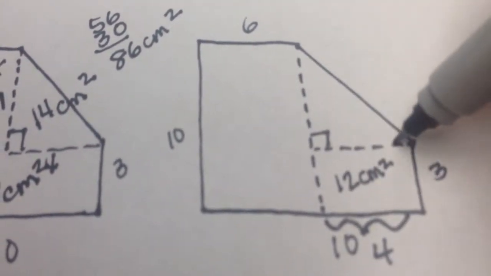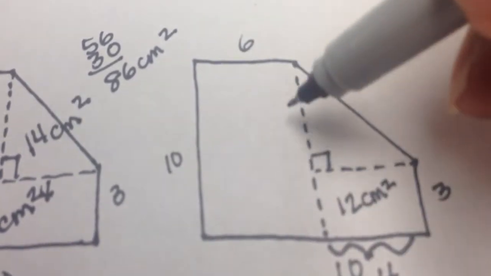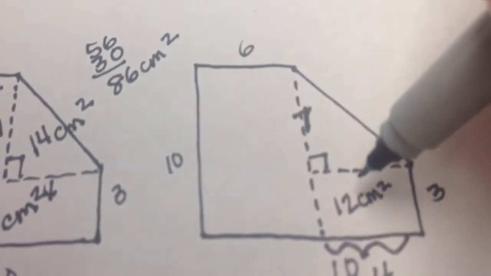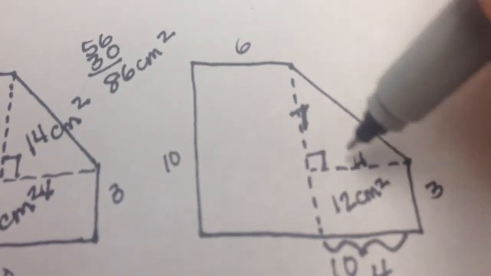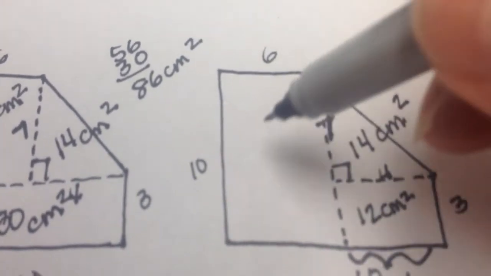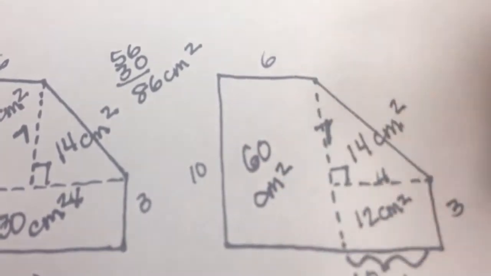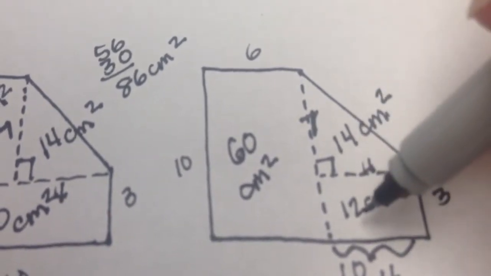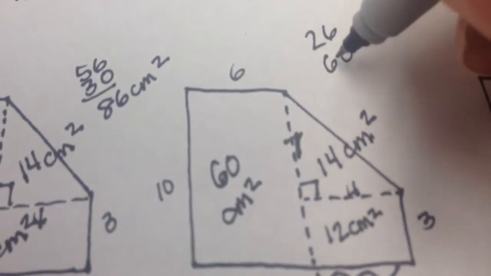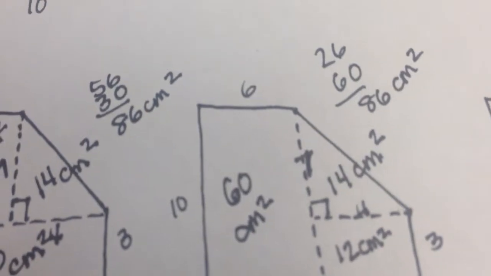So now I know this is 4. Here we go, 3 again. 3 plus what equals all of that? 10. This would be 7. Okay, so it's just like that. So this is 4. Half base times height, that's going to be 14 again, centimeters squared. And now it's going to be 10 times 6, which is 60 centimeters squared. Add these all up. 12 plus 14 would be 26. 26 and 60. Oh, look, same thing. 86 centimeters squared.